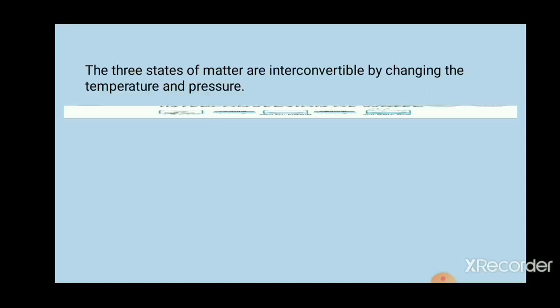In the same way, by cooling water vapor, the water vapor condenses into a liquid state, or water. On cooling, water is converted into ice. That means the three states of matter, solid, liquid and gaseous, are interconverted by changing temperature and pressure.